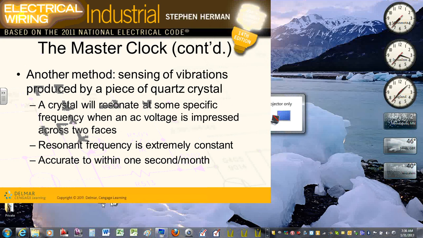Resonate at some specific frequency when the AC voltage is applied to it. And so that's another technology. Resonant frequency, extremely constant. And what's the good thing about this technology, Jeff? The quartz, they call them quartz crystal. Seconds per month. So we went from offset minutes per month into seconds per month. Is this a progress? Yeah, for the people who are in this technology, it's a progress.